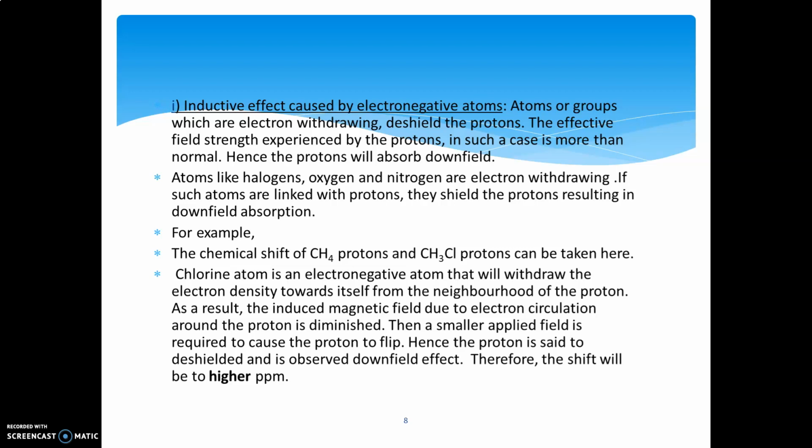For example, the chemical shift of CH4 protons and CH3Cl protons can be taken here. Chlorine atom is an electronegative atom that will withdraw the electron density towards itself from the neighborhood of the proton. As a result, the induced magnetic field due to electron circulation around the proton is diminished. Then a smaller applied field is required to cause the proton to flip. Hence, the proton is said to be deshielded and is observed downfield. Therefore, the shift will be to higher ppm.